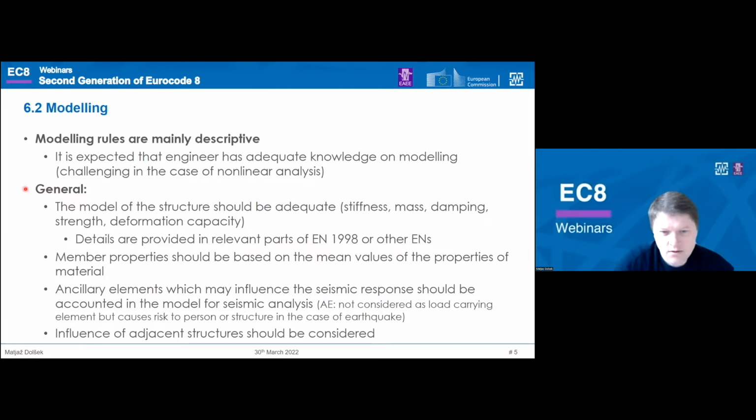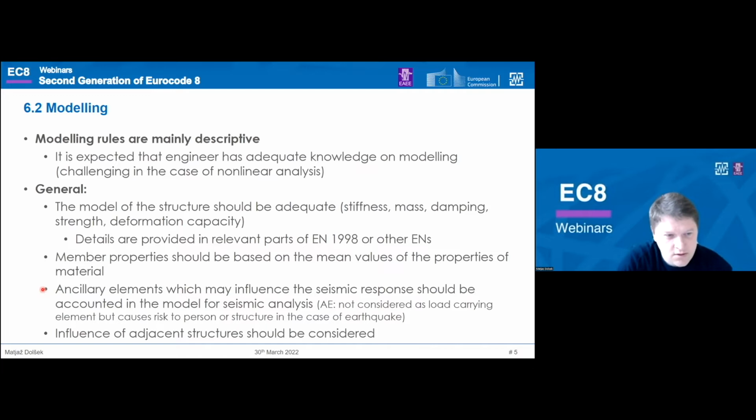The general criterion for the modeling is that the model of the structure should be adequate. This means that the stiffness, mass, damping, strength, and deformation capacity should be adequately described by the structural model. The details, of course, are provided in the relevant parts of Eurocode 8. The member properties should be based on the mean values of the material properties. For example, if you are using the force-based approach, that means you should select the mean elastic modulus of the material.